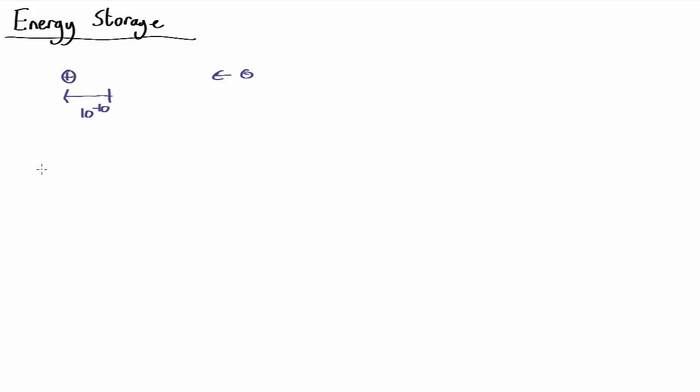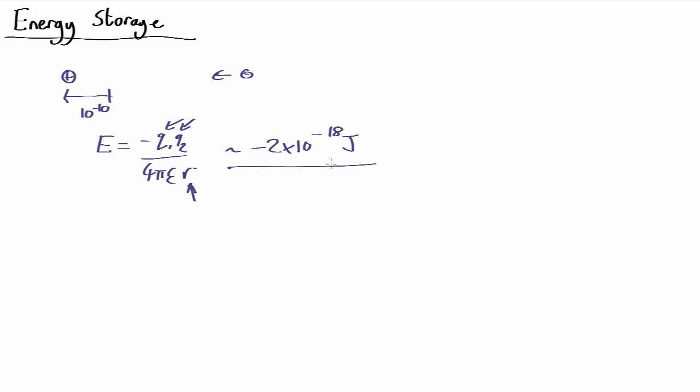pull it out? Well, if we ignore the quantum mechanics for the moment, that's just the electrostatic energy, which is given by the equation minus Q1 Q2 over 4 pi epsilon naught R. So if you plug in the charge of an electron and a proton up here, and 10 to the minus 10 of a meter over there, that comes out as about minus 2 by 10 to the minus 18 joules. So that, if you like, is a sort of characteristic energy associated with ripping an electron out of an atom or dropping an electron into an atom.